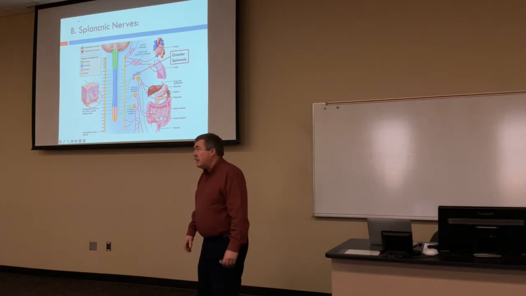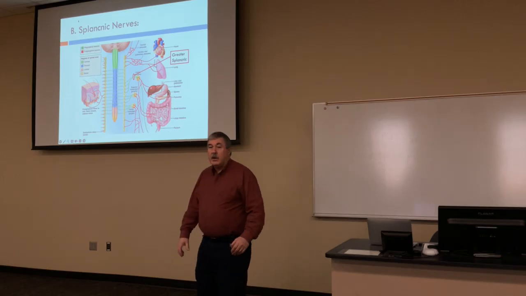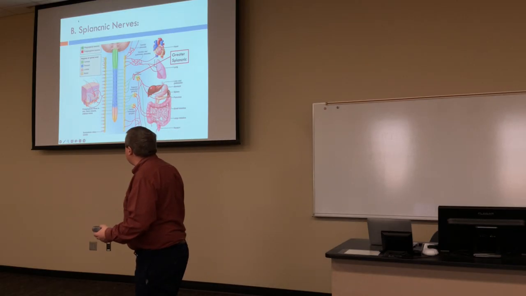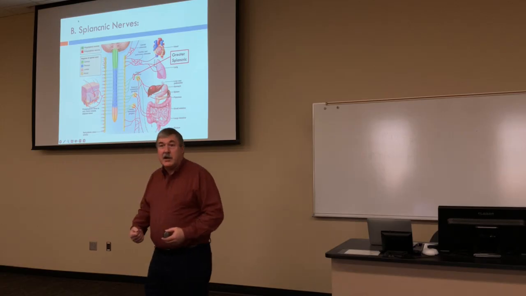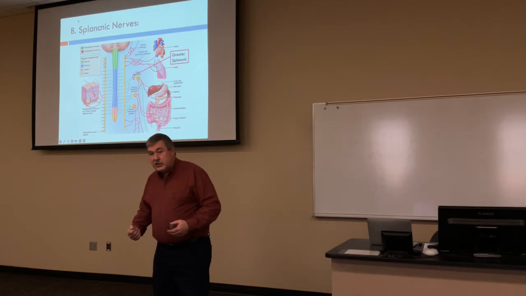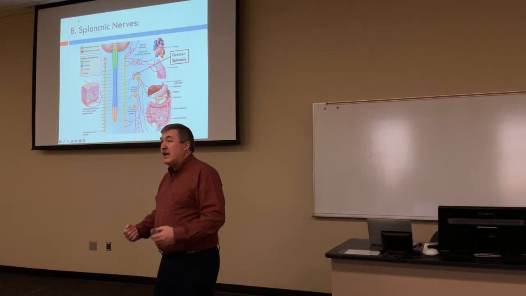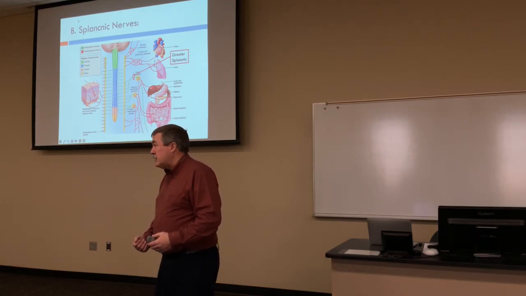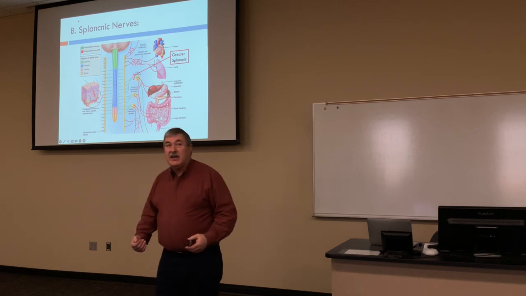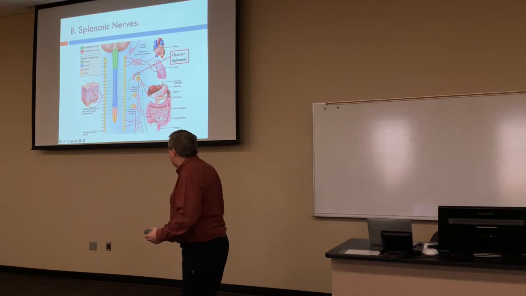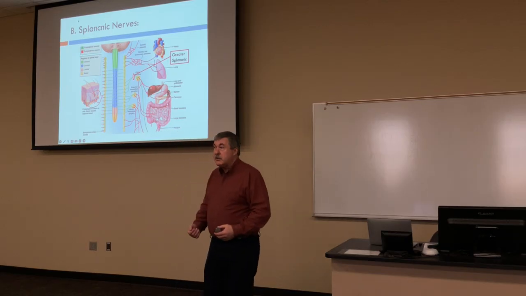Let's get started. So what we're going to do today is I'm going to finish up this chapter on the autonomic nervous system, which is chapter 15. We just have a little bit left to cover, and then we're going to start chapter 17, which is on the endocrine system. Today I'll probably just be giving you an introduction to the endocrine system. And that'll be our last chapter before our first exam.